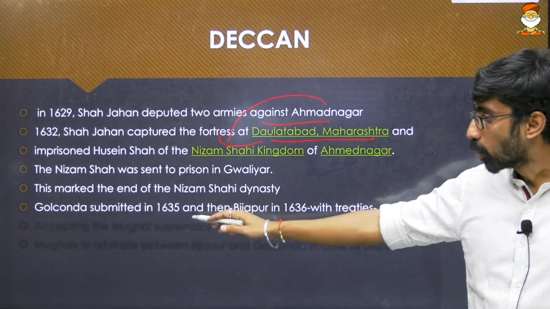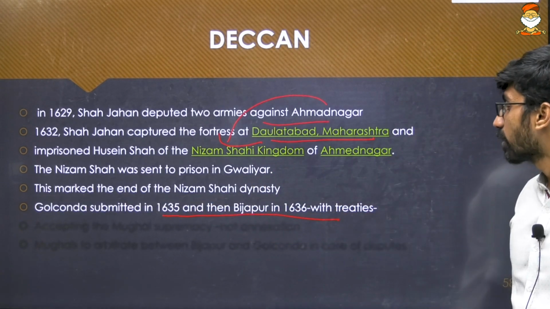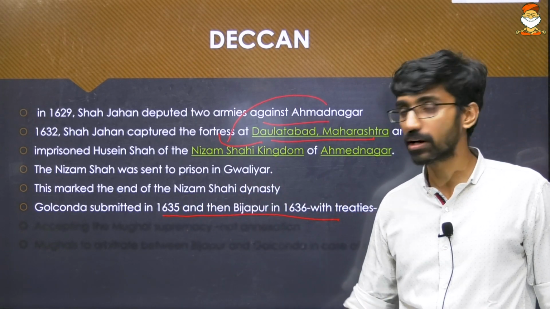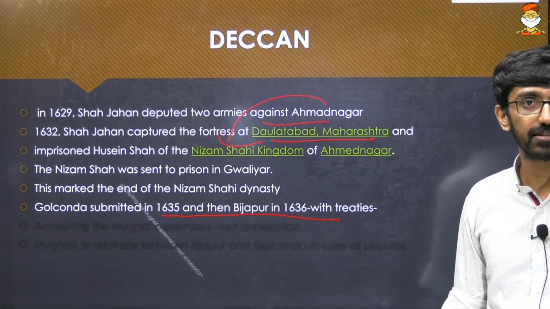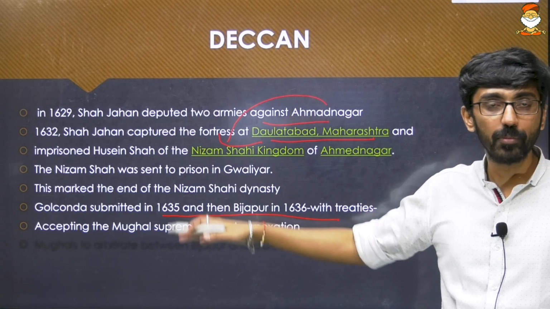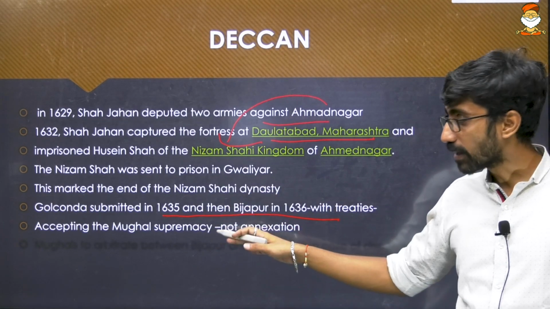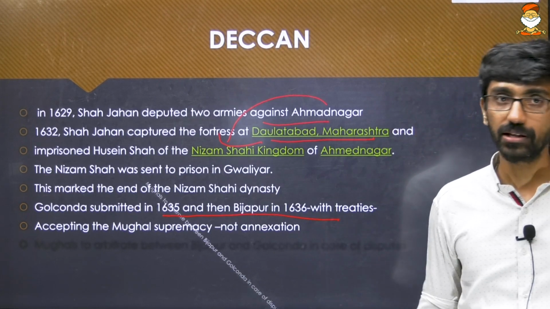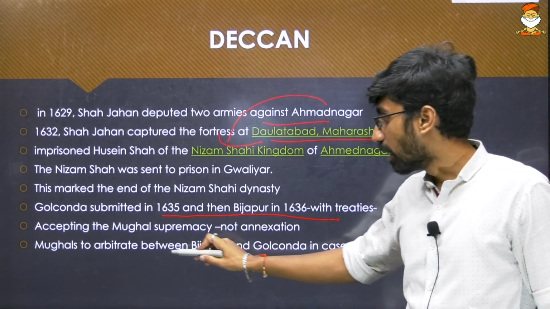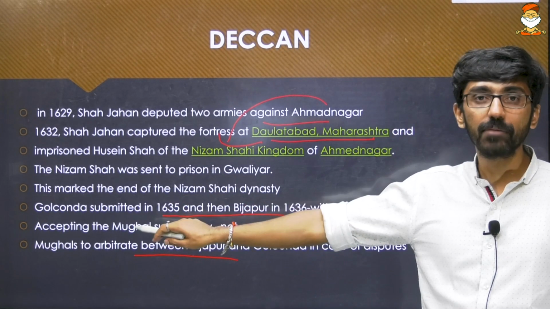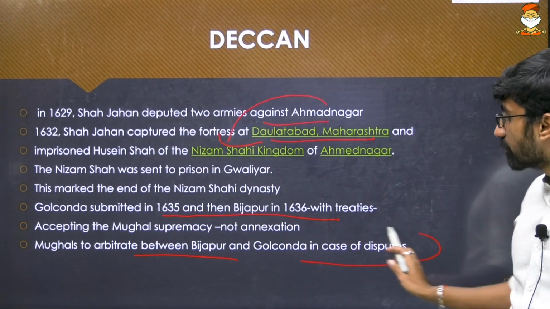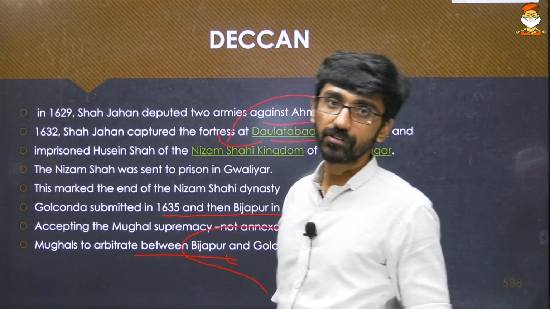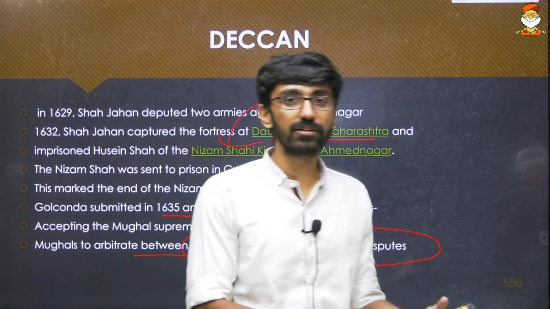And then Golconda submitted, and Bijapur in 1636, and both of them again were brought under the supremacy of Mughals. Golconda in 1635 and Bijapur in 1636, and these are the Shahi kingdoms again, Bahmani kingdoms again, and both of them accepted Mughal supremacy without direct annexation by Shah Jahan. And again Mughals tried to arbitrate between Bijapur and Golconda. Okay, so in any kind of dispute between these two kingdoms, who has to arbitrate? Shah Jahan will arbitrate, or we can say the Mughals will arbitrate.